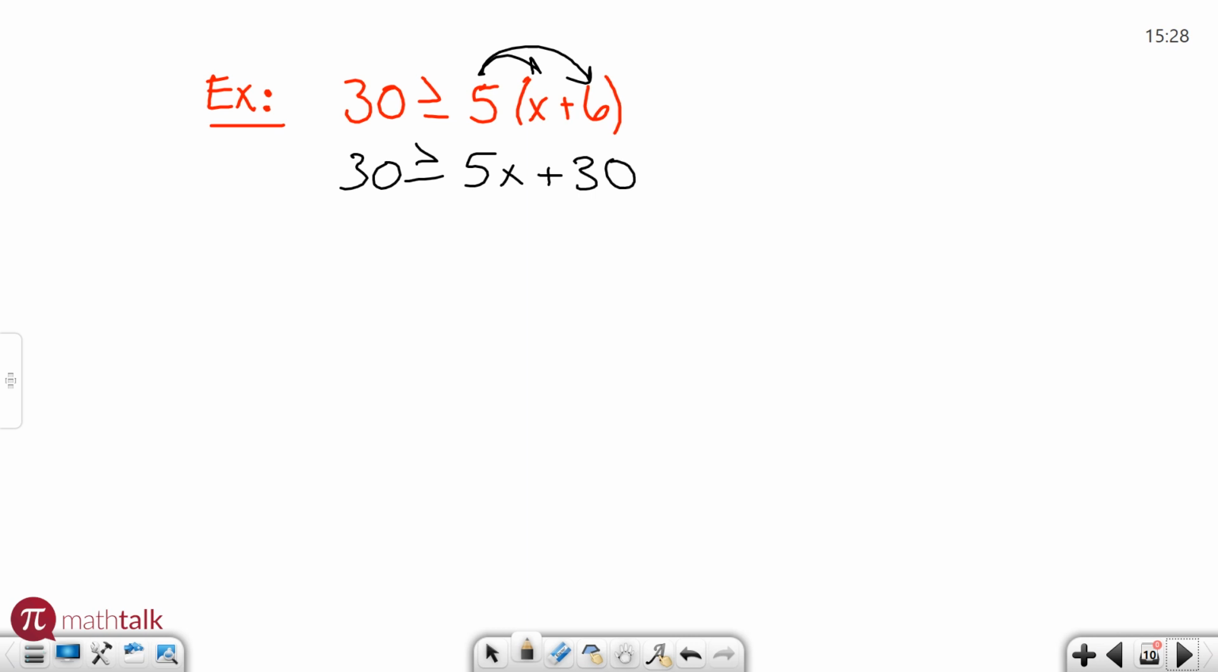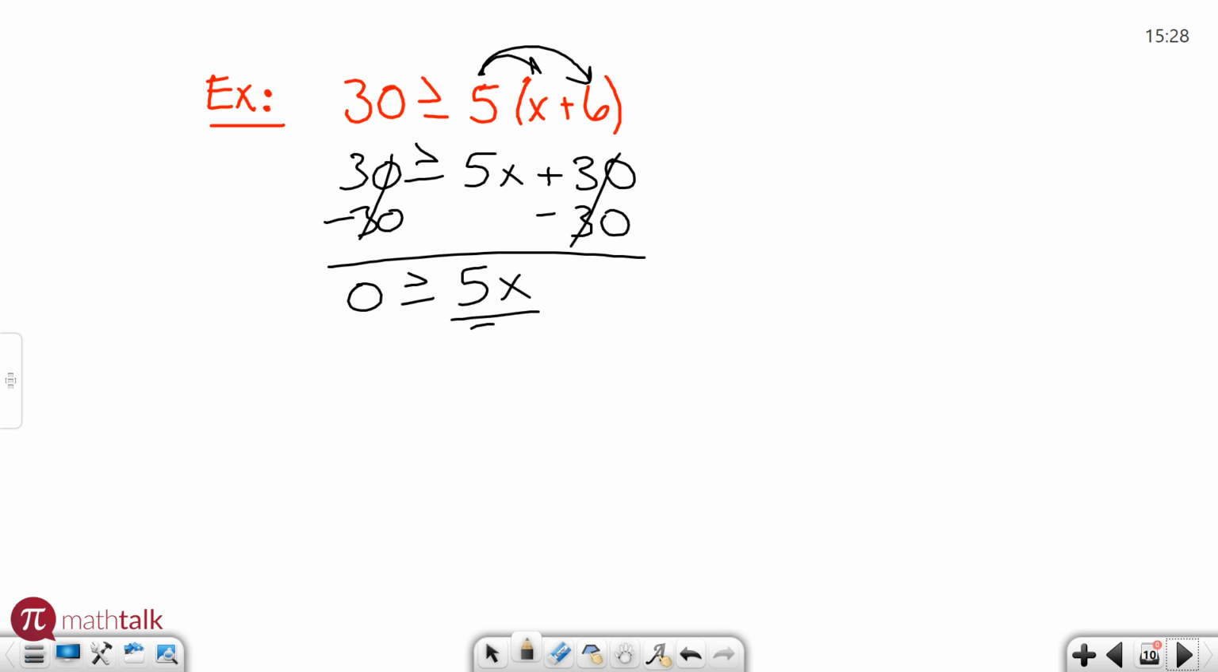Now I can go ahead and solve this. It's just a normal two-step inequality. I'm going to isolate my variable by subtracting 30 from both sides. This and this are gone. Just because 30 minus 30 is 0 doesn't mean there's no number there. The number is actually 0, and we need to make sure we write 0. 0 is greater than or equal to 5x. Now I have one more step. I'm going to divide by 5 so I can get x all by itself. And I know that 0 divided by any number is 0, so the number over there is 0. So 0 is greater than or equal to x, or x is less than or equal to 0.